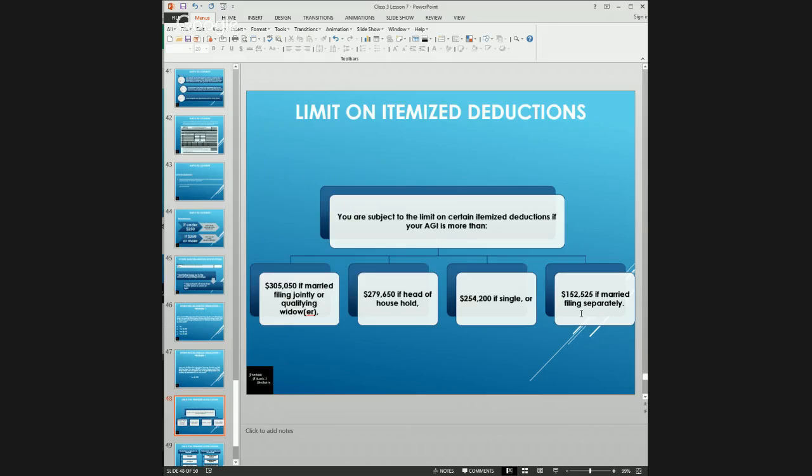There can be a limit on your itemized deductions in the event that your adjusted gross income exceeds the following: $305,050 if you're married filing a joint return or a qualifying widower, $279,650 if you're head of household, $254,200 if you're single, or $152,525 if you're married filing separately.